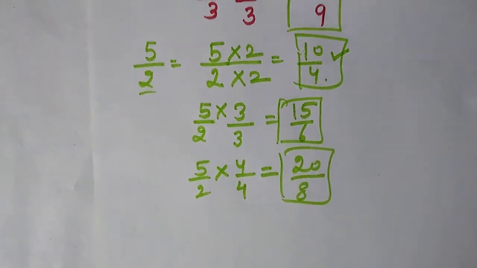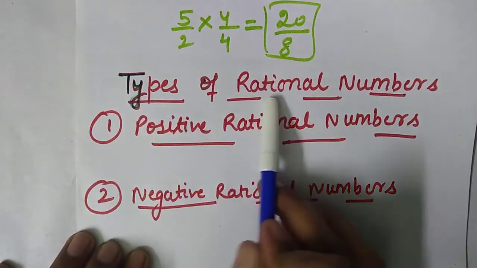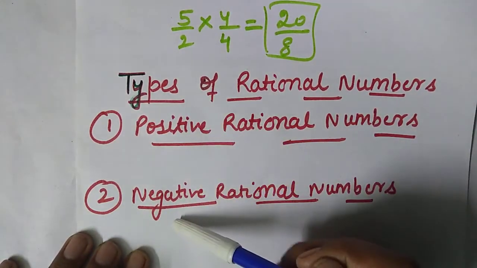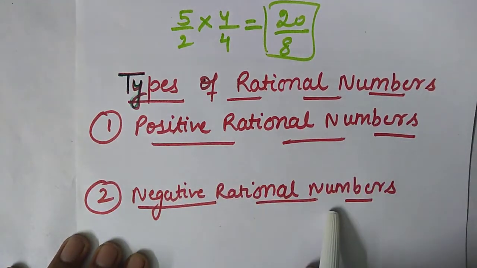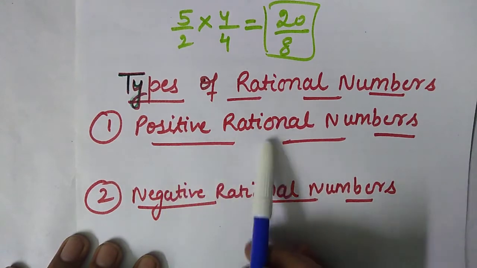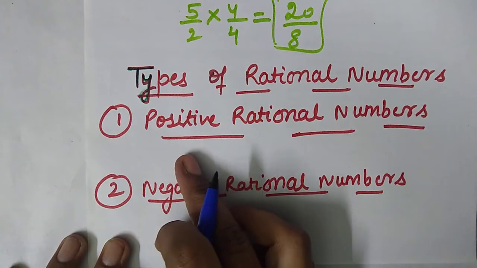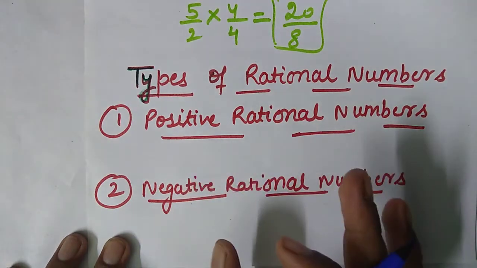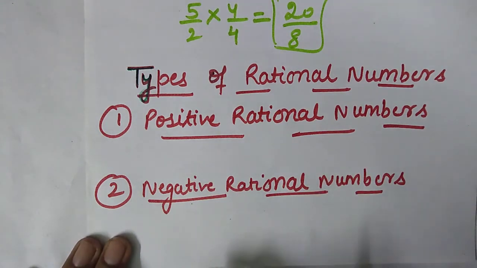Okay, now the next topic is types of rational numbers. We have two types of rational numbers. First one is positive rational numbers and second one is negative rational numbers. Now what do you mean by positive rational numbers? Whenever the numerator and denominator both are positive, or you can say both have the same sign, either positive or negative, then you can say the number is a positive rational number.